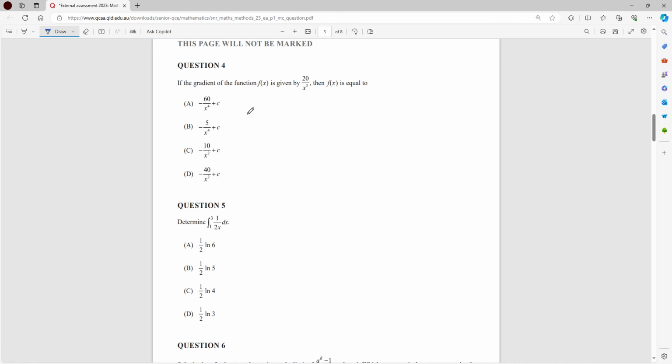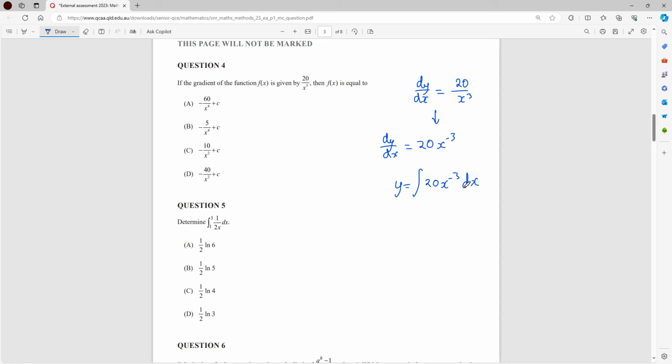So question 4. If the gradient of the function f of x is given by 20 over x cubed, then f of x is equal to. When they're saying this is the gradient function, that means we know what dy dx is. So gradient function is dy dx. So dy dx is 20 over x cubed, okay? If you rearrange this, dy dx is 20 times x to the minus 3. To work out y, we have to integrate both sides. So we're integrating 20 x to the minus 3 dx, okay?